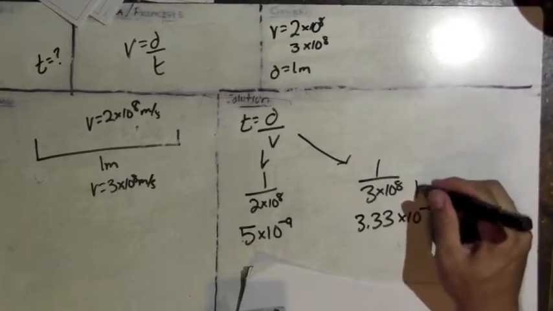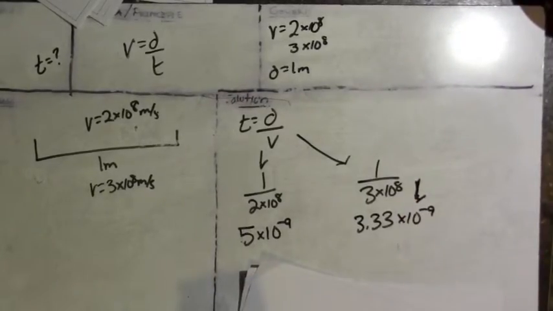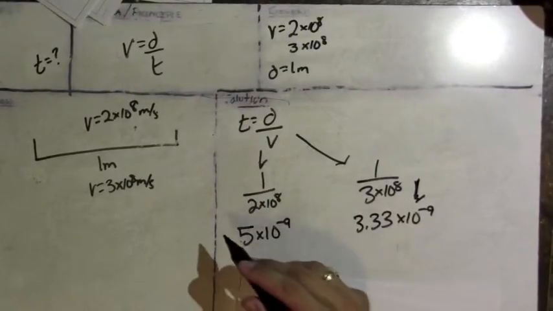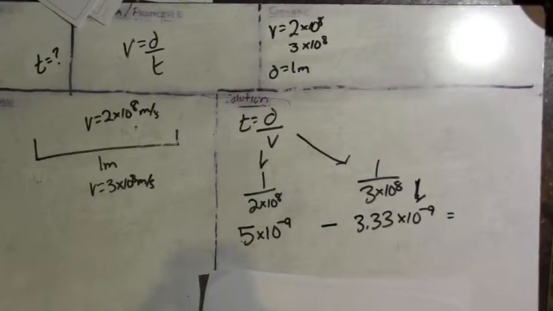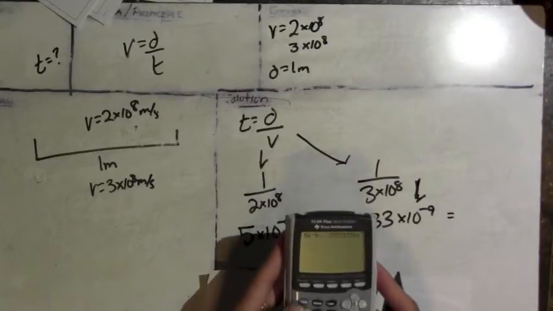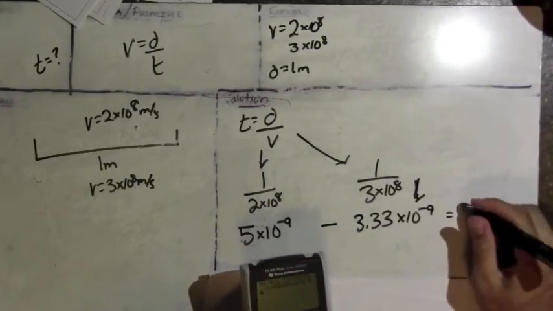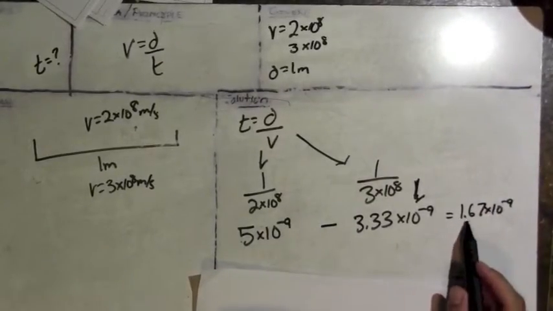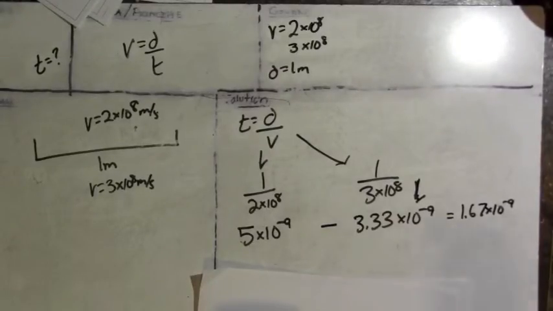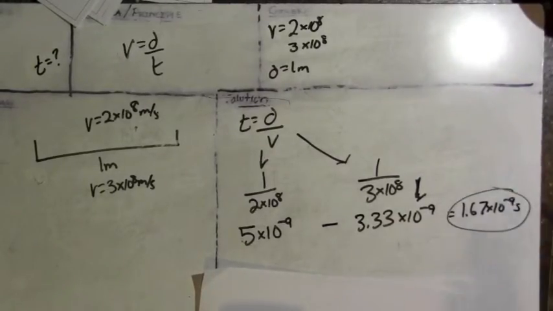Now remember, this is how long it should take light if there are no absorptions or emissions. This is how long it did take. So when you subtract those two, what you get is the time of absorption. Let's see, insert minus. Okay, so the time of absorption ends up being 1.67 times 10 to the minus 9th, and this can go 1.6666 and so on. So this is the time difference. This is the time that the light slows down due to absorption.